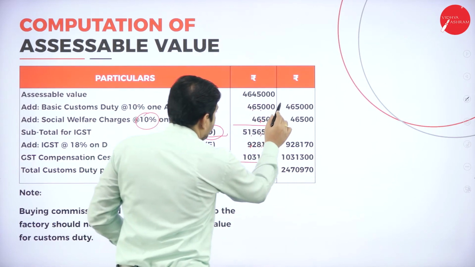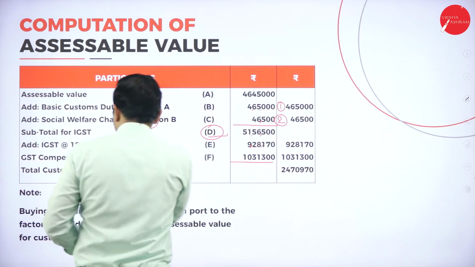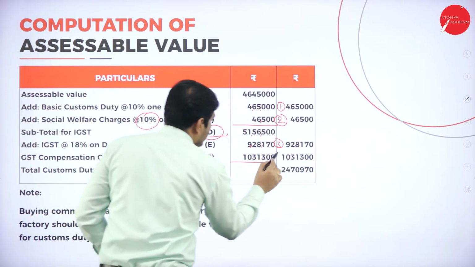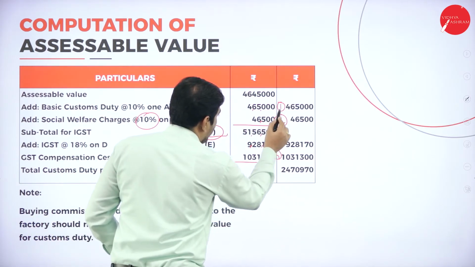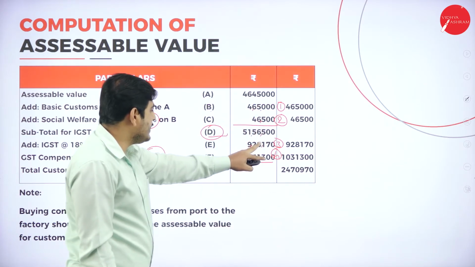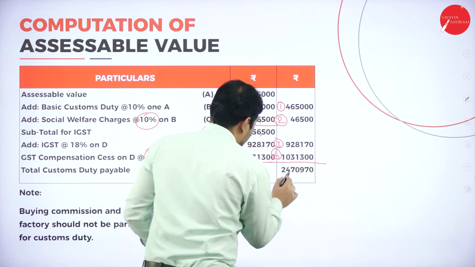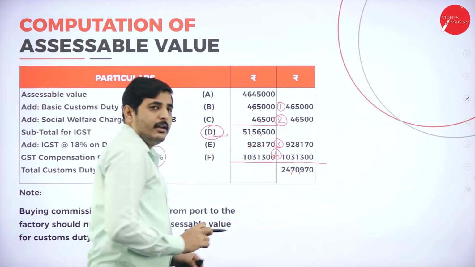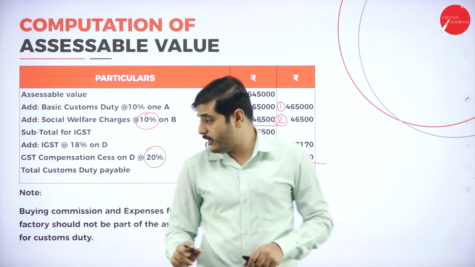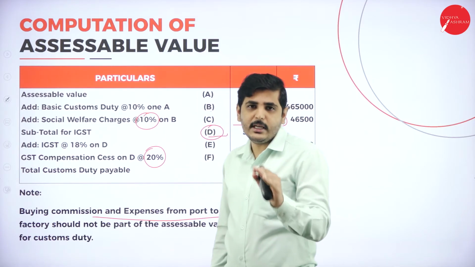Now if you add all the amounts, what are the items we should consider? Basic custom duty, social welfare charges, IGST, and compensation cess. If you add these four, you'll get 24,70,970 as the total custom duty payable. Again note, if a buying commission is given, we should not consider the buying commission.